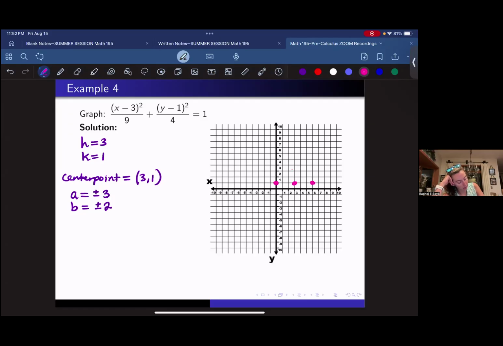And then we're going to go up 2 from the center and down 2. And now we are going to simply just connect the dots. And there we have it, our ellipse. And so don't forget to write in the equation over here. I haven't been doing that just for time purposes.